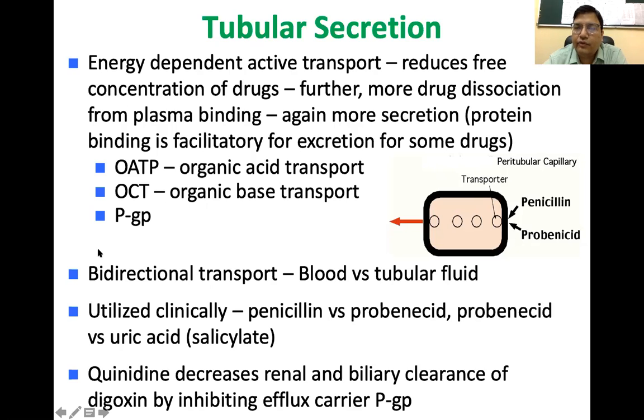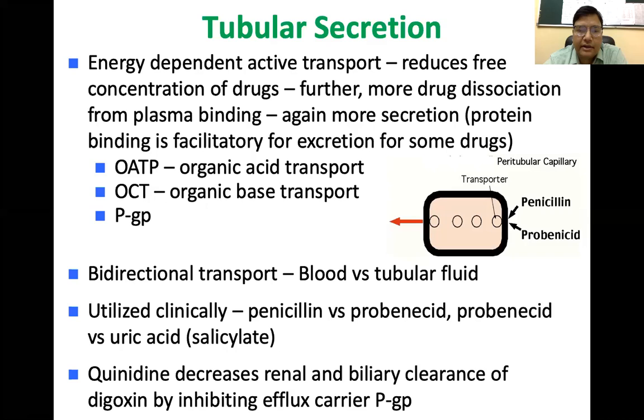Exogenous substances are moved from the blood to the tubular fluid to get excreted, while for endogenous substances these transporters act in the opposite direction. That means the endogenous substance, suppose it is uric acid, these transporters will help in the movement of uric acid from the tubular fluid to the blood. That means backwards movement. This is a very important concept, and based on this concept, many drugs have been made.